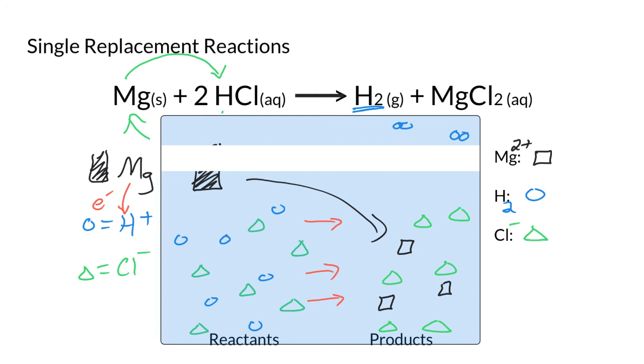The big thing that you need to remember: in single replacement reactions with acids, we're always going to have a metal as one of our reactants. It's going to react with the acid, and then we're going to get hydrogen gas as a product, and an ionic compound containing the metal we started with. That's for all single replacement reactions with acids.